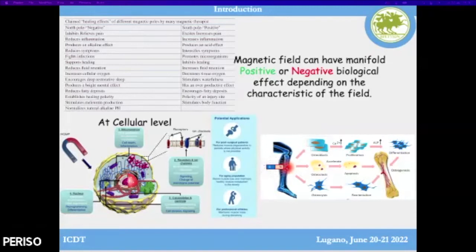Over the years, we understood that on the cell, for example, a magnetic field can have a positive effect or a disruptive effect based on the intensity. Some processes, like osteogenesis, can be improved by using a magnetic field. But if the intensity is too high, it can be disruptive. So we don't have osteogenesis, but the contrary.